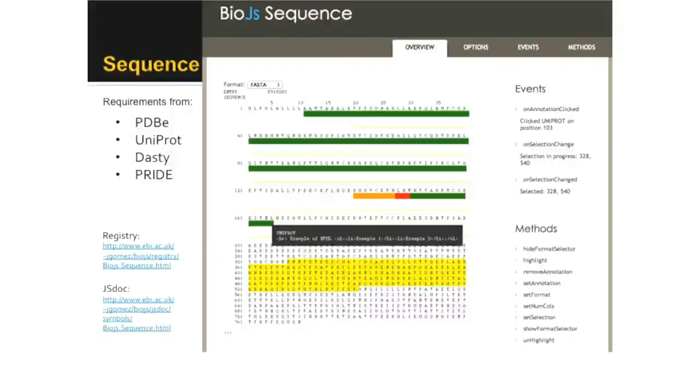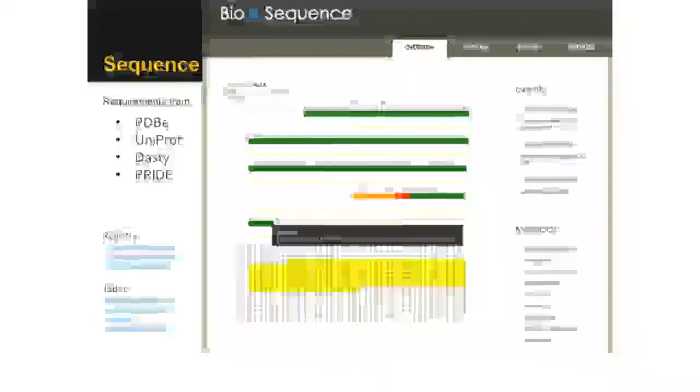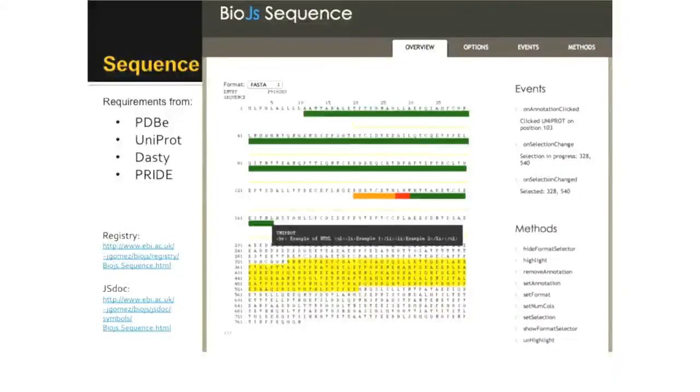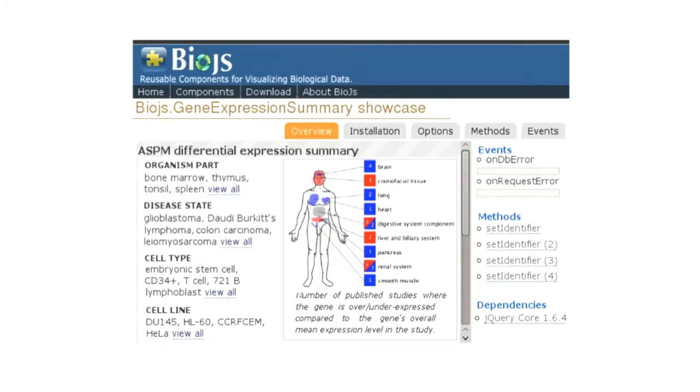This is just to show you an example. So we have the sequence, which here you can see is a SwissProt sequence, and this is just a screenshot from the website. There's another one here. This is the gene expression summary. The cool thing is that you have all these different tabs in there where it shows how it looks or how it should look. It's quite well documented. You have the installation notes. Even here on the right-hand side, you have the different methods that are involved in the components that form this particular module.